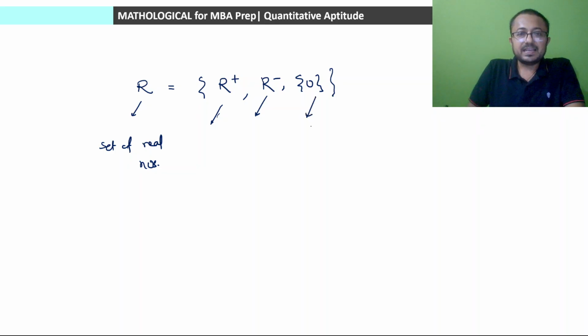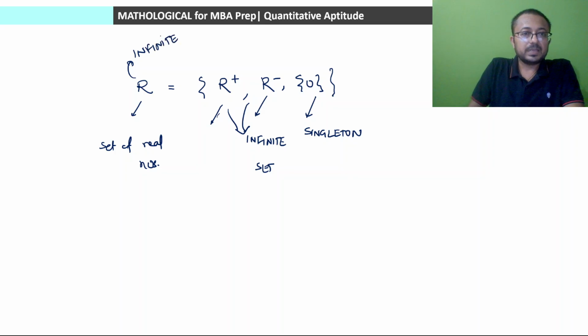Now 0 वाला set क्या है? This is a singleton set because there is only a single element in this set, which is 0, neither negative nor positive. And the other sets, positive real numbers as well as negative real numbers, these are infinite sets. This is also an infinite set. Both are infinite sets. Similarly, this set of real numbers is also an infinite set. Okay, clear?